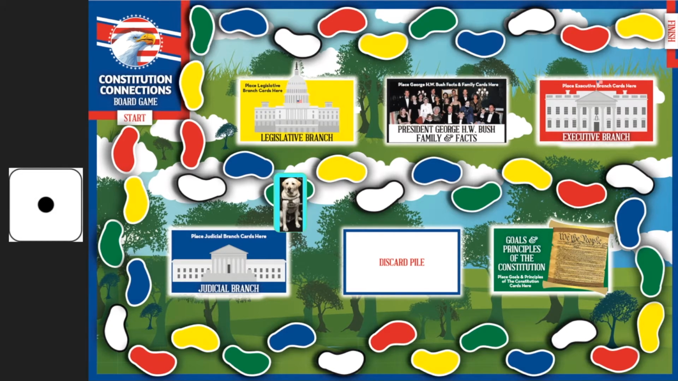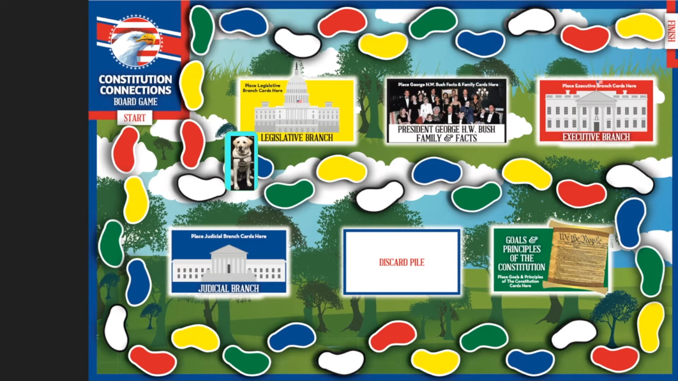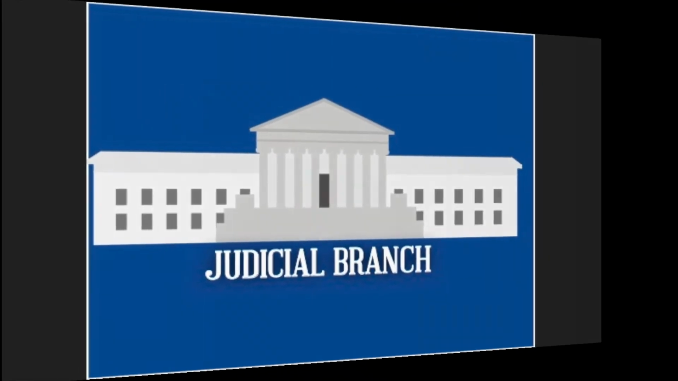So let's get that dice rolling. And it's the 1. Get that dice out of the way. And here's our 1. Okay, we're on blue, guys. It is the judicial branch. Our first one. If you remember again, the legislative branch makes the laws. The executive branch enforces the laws, or executes them rather. And the judicial branch judges them. Okay, let's see what question it has for us.